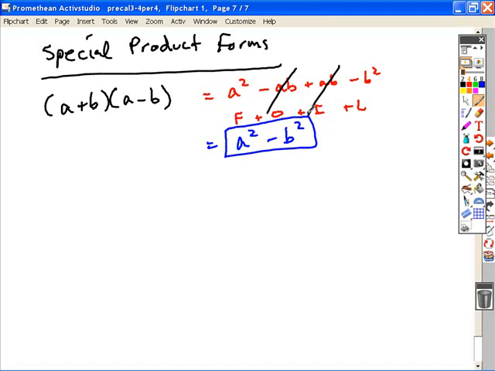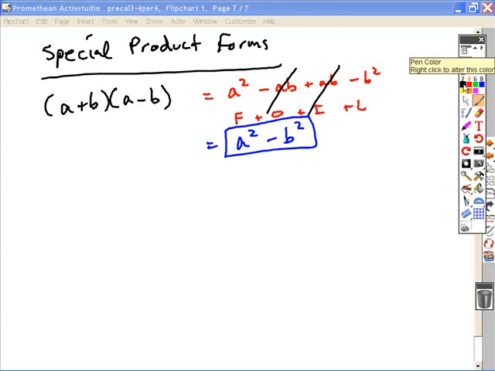All right, how many of you have been exposed to that even before we talked about it this year? Okay? That's called the sum and difference of terms. Okay? You should also have been exposed to the binomial square.